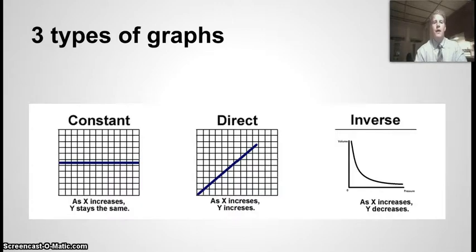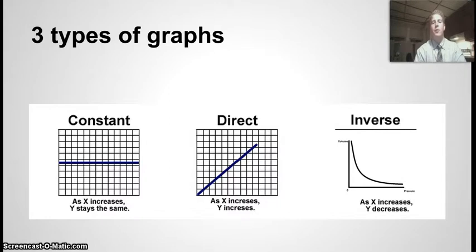Here are our three types of graph. You have the constant graph. It's a straight line. As x increases, y is going to stay the same. You'll see this when you have a constant velocity. A direct proportional, we'll get into an example of that shortly, but it's a straight line going up. X and y are both going to increase.